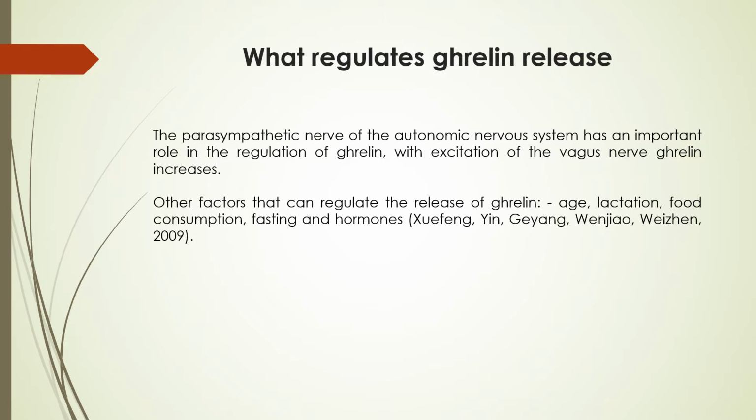The parasympathetic nerve of the autonomic nervous system has an important role in the regulation of ghrelin. With excitation of the vagus nerve, ghrelin increases, though there are factors that can regulate the release of ghrelin: age, lactation, food consumption, fasting, and hormones. The next few slides will focus on the hormones that can affect ghrelin.